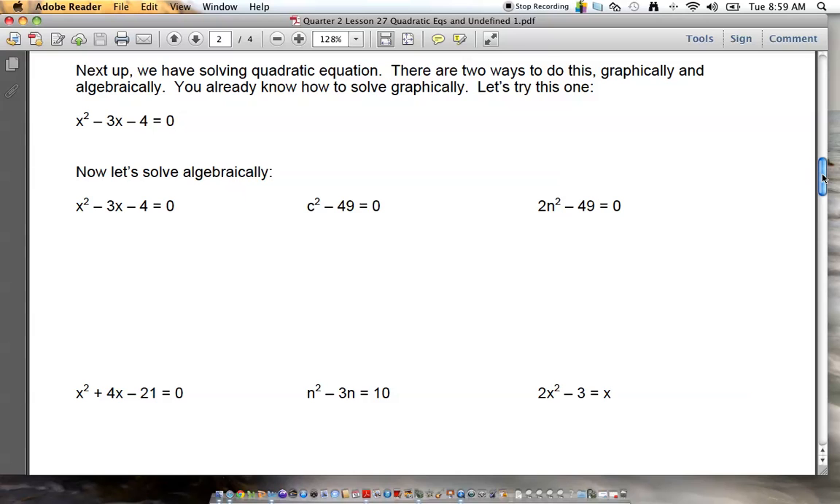Now, next up, that's the first topic of the day. The next thing I want to do is talk to you about quadratic equations, okay? And quadratic equations, at this point, all comes down to your ability to factor. If you are good at factoring, this lesson is unbelievably easy.